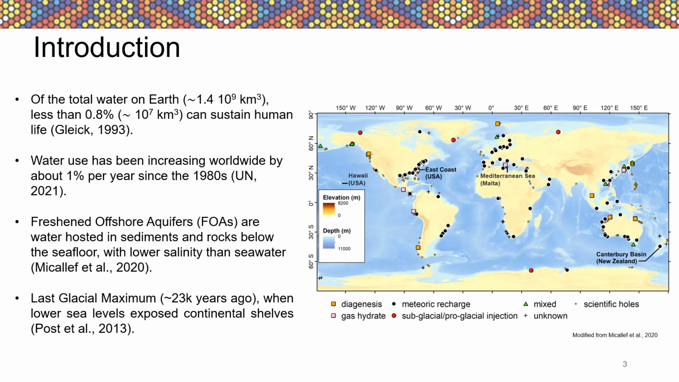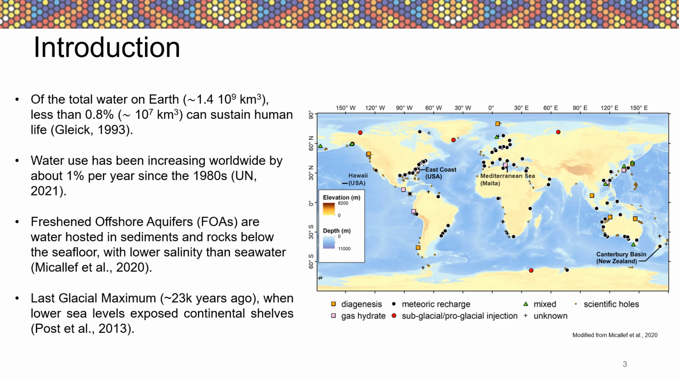Even though the Earth is known as the blue planet, less than 1% of the water on the planet can sustain human life, and according to the United Nations, the demand for this resource has increased worldwide by about 1% every year since the 80s. Freshened and offshore aquifers, or FOAs, have emerged as a possible source of fresh water.